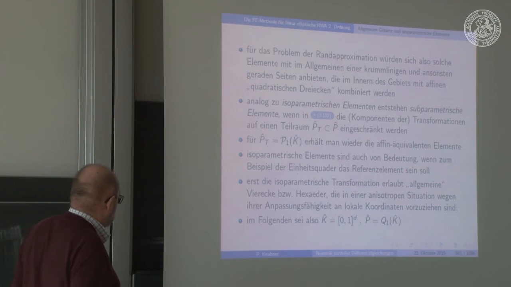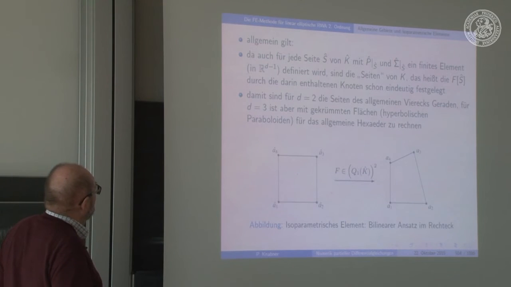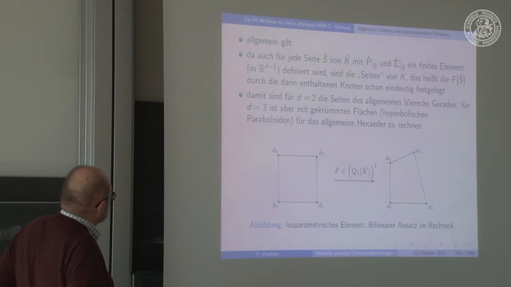So let's see what happens. So this is the situation we are looking at. It is still defined in general dimension. We have the unit cube in general dimension. We have this ansatz space, the Q1, so the bilinears, trilinears, D-linears. And so what does that mean? All our elements are such that if I look at a face of an element, in particular at a face S hat of the reference element, and I restrict my ansatz space, and I restrict my degrees of freedom, then I get again an element 1 dimension lower.